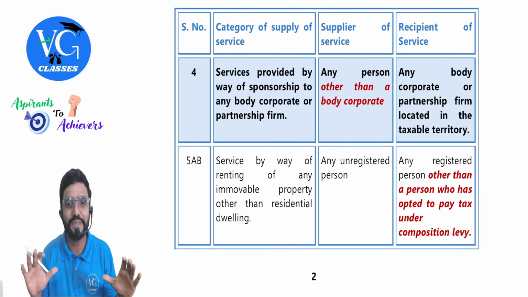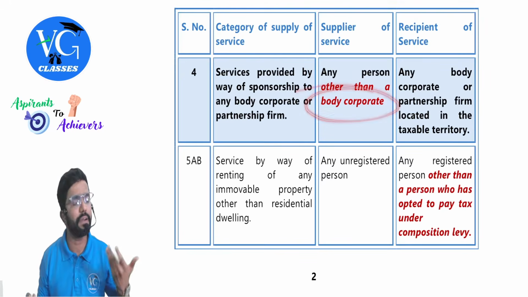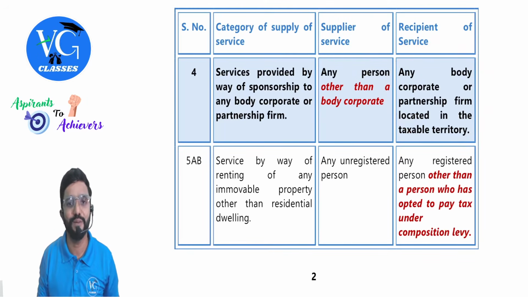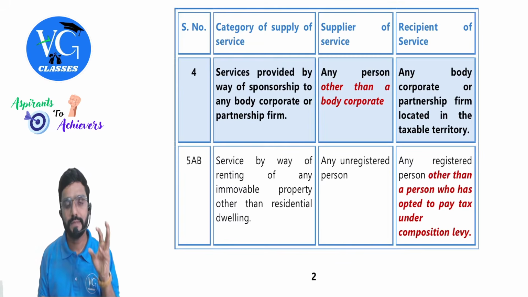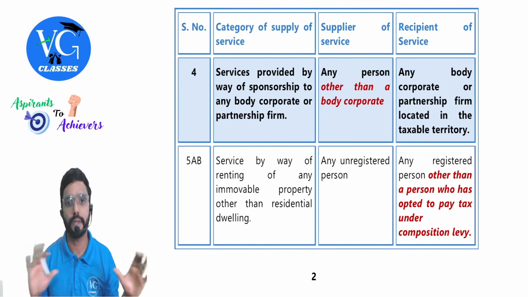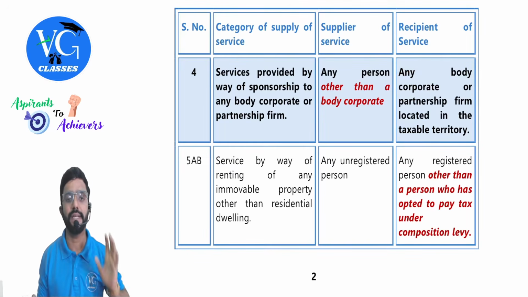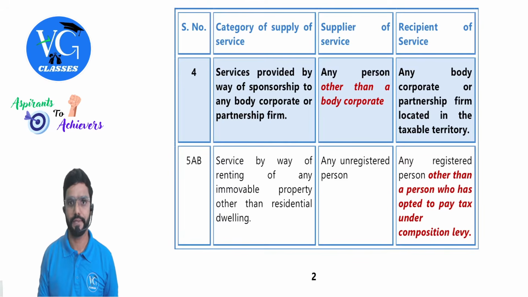Guys, all these conditions have to be satisfied. Only then RCM is applicable. Now, if you ask me, sir, what if the supplier is a body corporate? Then RCM is not applicable. What if the recipient is not a body corporate? RCM is not applicable. Clear? So please be very careful. I repeat once again. Supplier should be any person but other than body corporate. That means if supplier is a body corporate, RCM is not applicable. Then recipient should be either the body corporate or partnership firm located in taxable territory. Only then RCM is applicable. What if recipient is anyone else? Then RCM will not be applicable, guys.